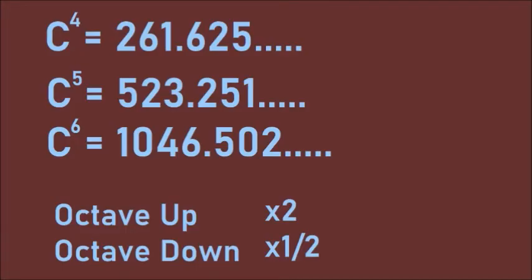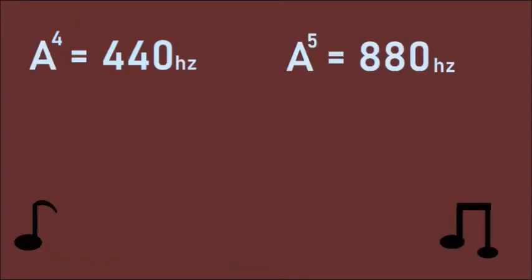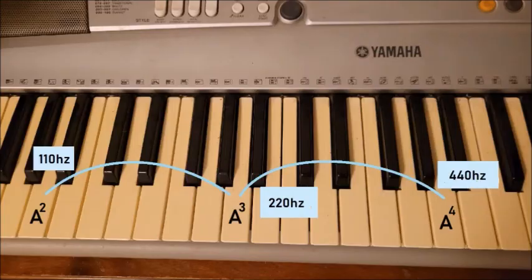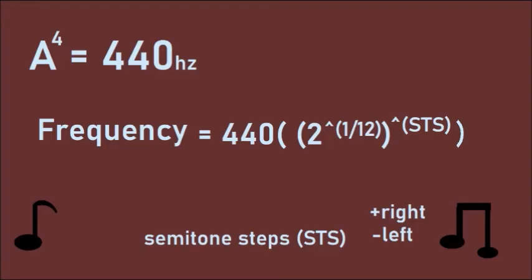You use the same terms going up or down the octaves with A. So say you start at A4 at 440 Hertz. If you go up to A5, you multiply that by 2, and that's 880. If you go down all the way to A2, you multiply by 1/4, down to 110 Hertz. So if you want an equation to find out the frequency for each note, you can use the terms here.